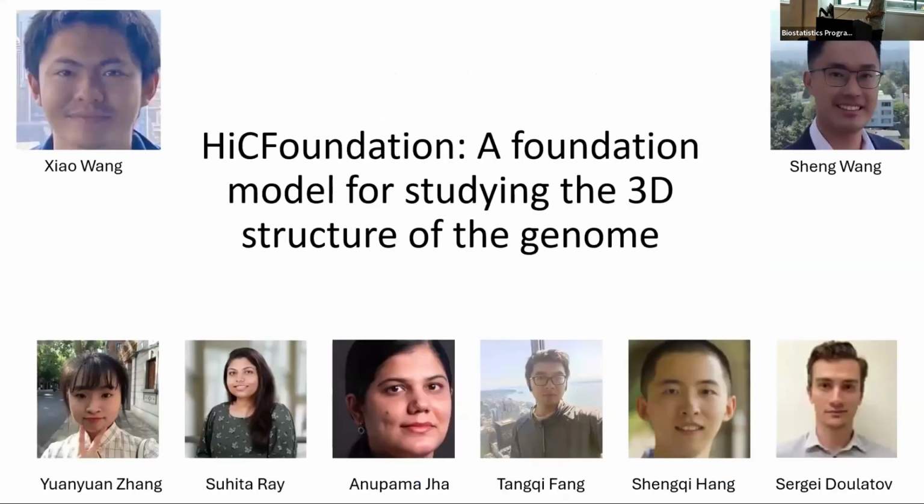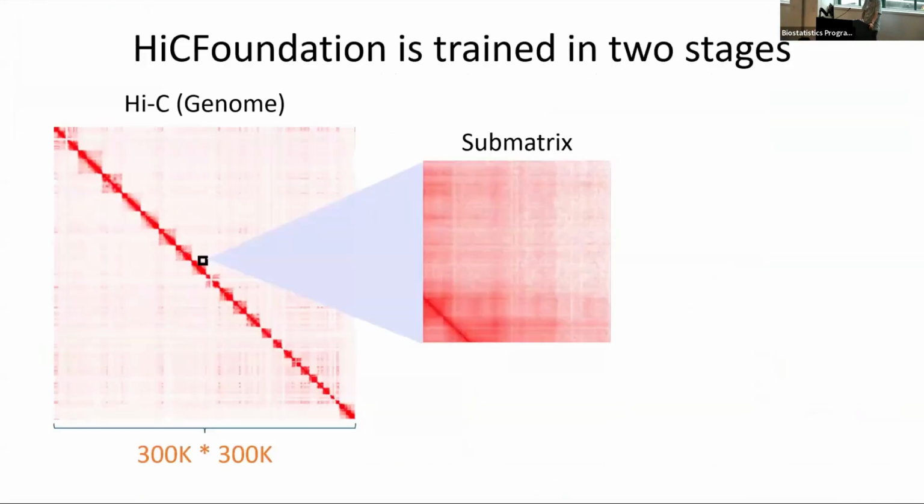Okay, so Xiao Wang was a postdoc who was jointly advised by myself and Sheng Wang in computer science. This was a collaboration with people from both of our labs, as well as with Sergei Dulatov, whose contribution we'll see a little bit later. So Xiao developed a machine learning system called HiC Foundation, and it follows exactly this sort of foundation modeling approach. You train it in 2 stages.